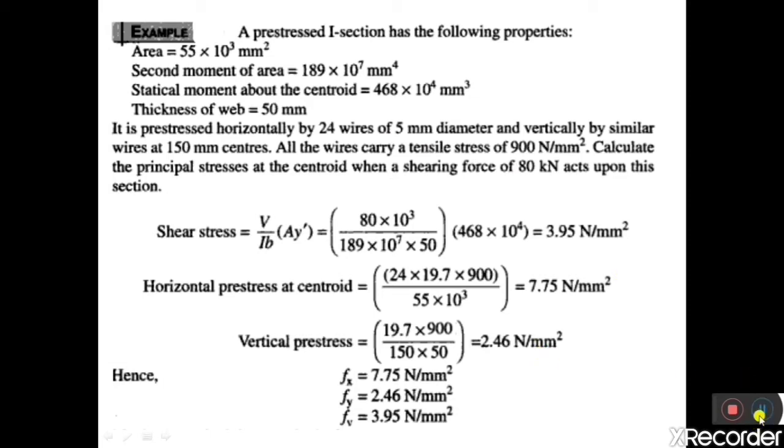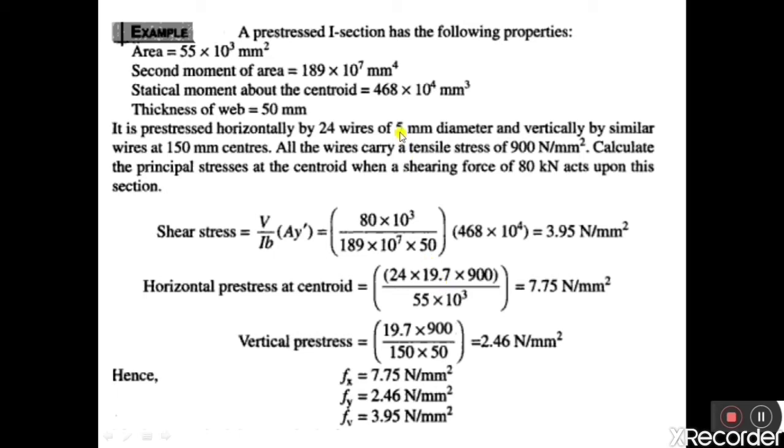We know that stress is equal to load by area. Therefore, load is equal to stress into area. In the question, they have given the values: 24 wires and 5 mm diameter. Using this diameter of a wire, we can calculate the area of a single wire. Therefore, for 24 wires, what will be the area? So 24 into 19.7 into 900. 19.7 is the cross section area of a single wire.